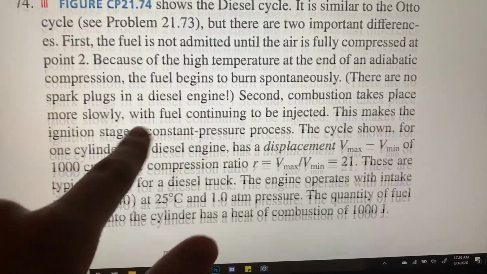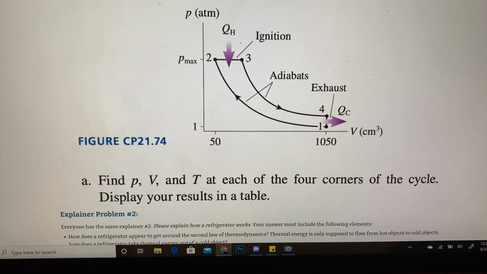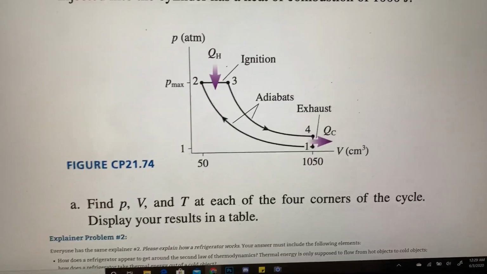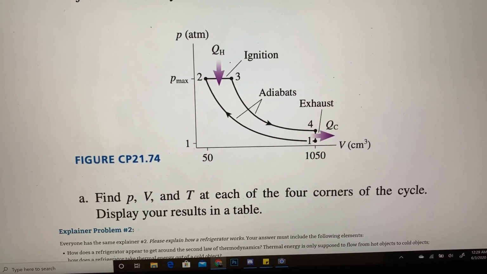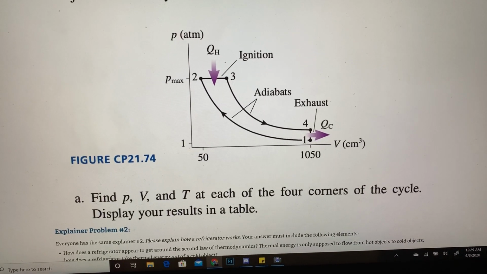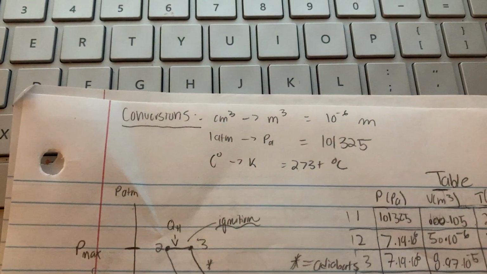Again, you could read it if you want. So what we're going to do is find the pressure, volume, and temperature at each of the four corners of the cycle, so at 1, 2, 3, and 4, and display the results on the table. You already know what's at 1. First you're going to want to convert everything. You can do conversions right there. Top is volume, second one is pressure, third one is Kelvin. We should really all know this by now.